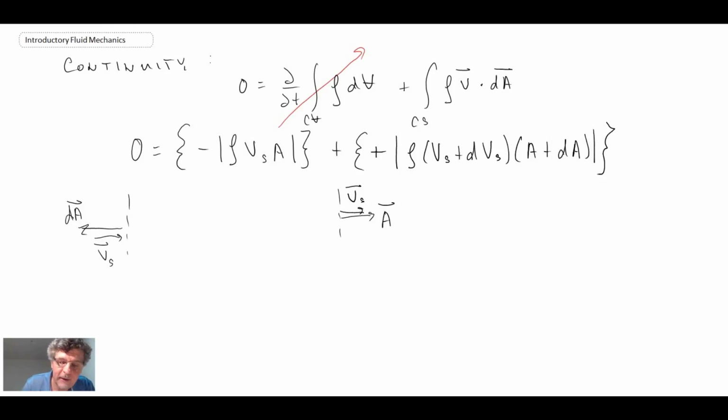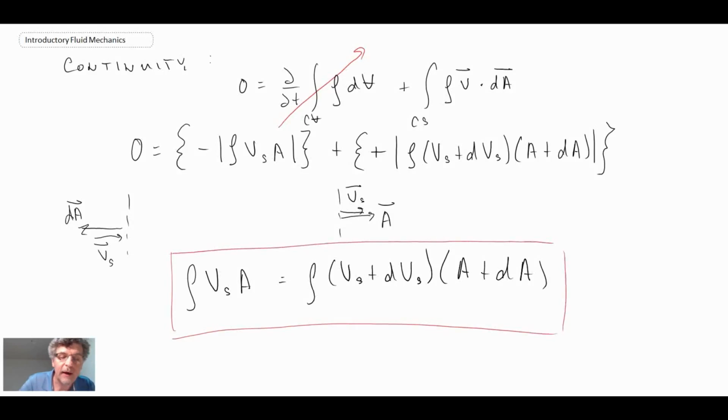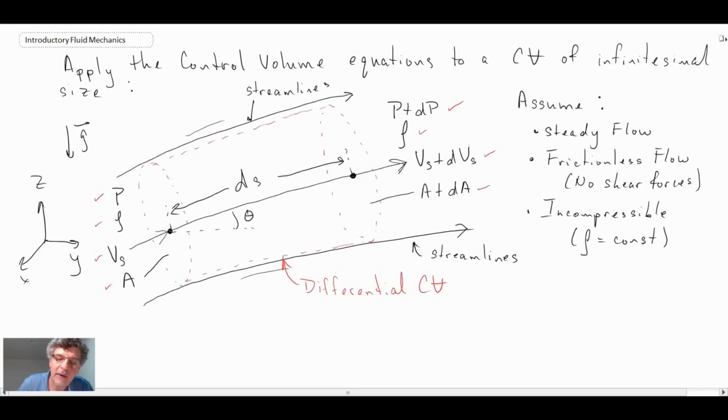We can then simplify and rearrange, and we get this relationship here. We're just going to park that, and we will come back and use it in a few minutes as we look at the momentum equation. So let's now move on to applying the momentum equation. We're going to apply the momentum equation in the direction of a streamline, so that means we're applying momentum in the direction of s.